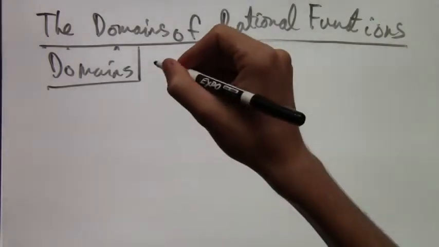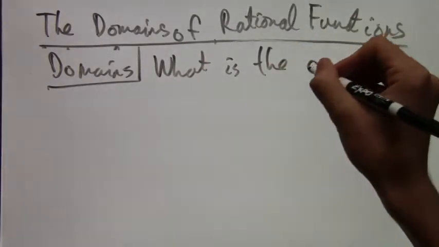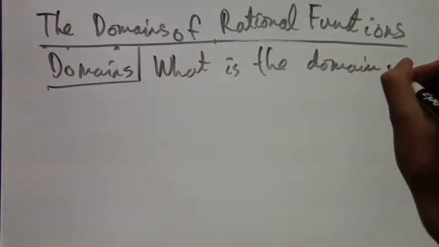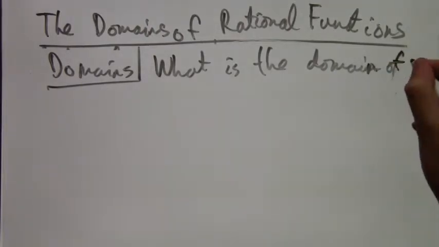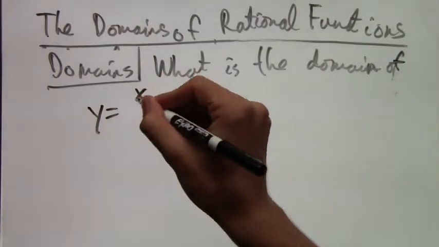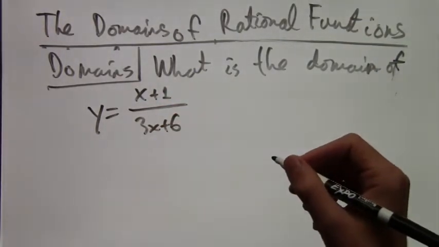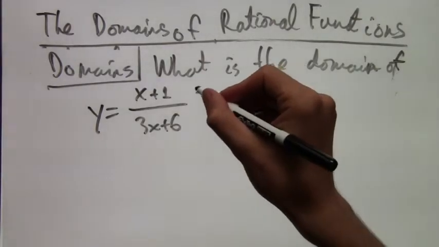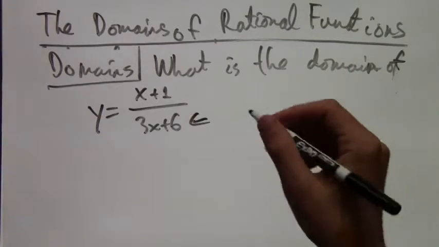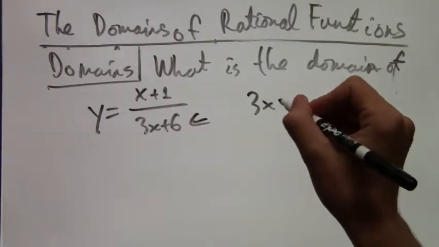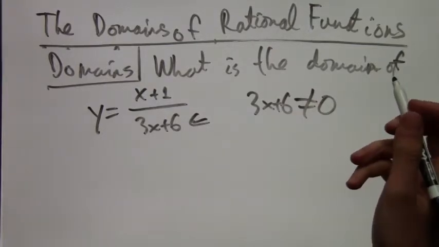All right, so now let's do an example. What is the domain of the function y equals x plus 1 over 3x plus 6? Well, okay, there's a top and a bottom. The top part doesn't matter for domain, but the bottom part is what matters. We don't want the bottom part to equal 0. So we write 3x plus 6 does not equal 0.